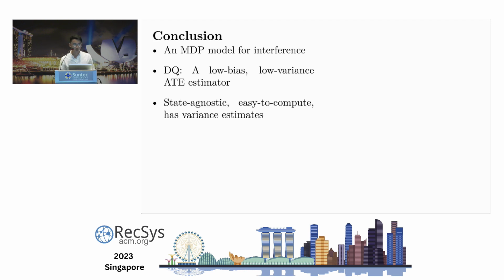And finally, I just want to mention one more thing: in this setting, DQ can be computed without knowledge of state, and can be computed in linear time in the number of observations you have. And there are variance estimates that it comes with that allow you to do inference. So it's a very practically useful estimator.